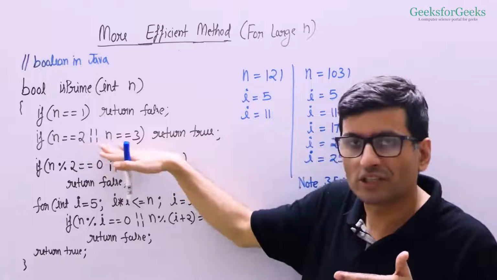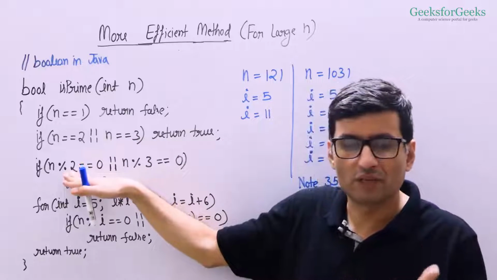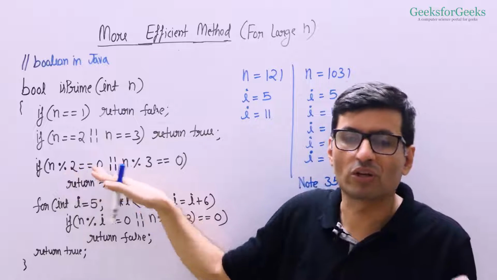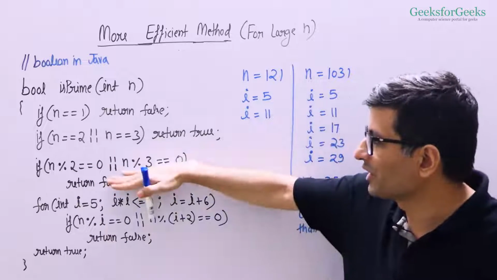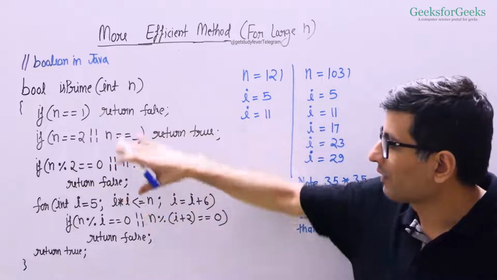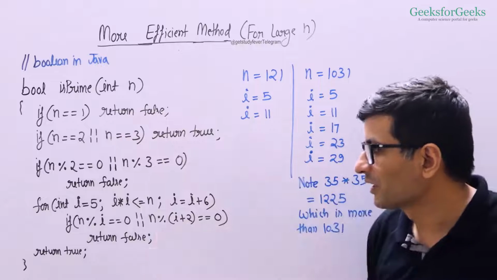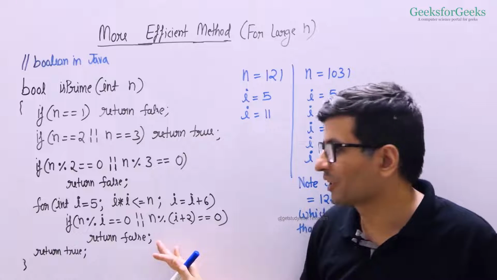If n is 2 or n is 3, we return true. In other cases, if n is divisible by 2 or n is divisible by 3, then it cannot be a prime number, right? Because once we reach here, we are sure n is neither 2 nor 3. After we have added these base cases, in this implementation, you may notice that we are skipping many iterations.